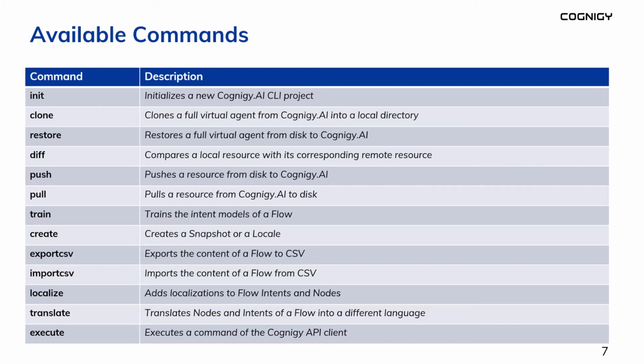The localize command lets you add localizations to flow intents and nodes, something that is very useful if you have hundreds of nodes or intents, so you don't need to do it manually. And the translate command then translates those localized nodes from one language to another, so you don't have to translate them manually and you don't have to copy paste. And last but not least, there is the execute command, which executes a command of the Cognigy REST API client directly from your command line.